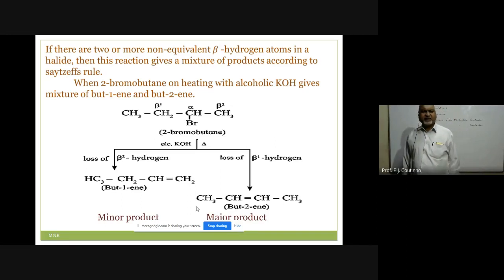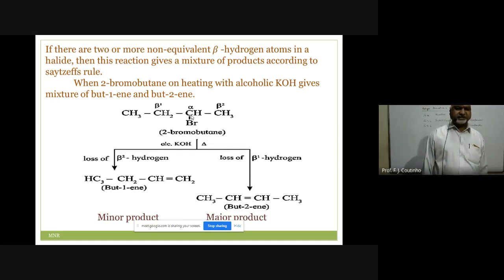The next point: if there are two or more non-equivalent beta hydrogen atoms in a halide, then this reaction gives a mixture of products according to Saytzeff's rule. Now, what is the Saytzeff rule? In short, concentrate on this example, 2-bromobutane. There is an alpha carbon atom to which the halogen is attached. And to this alpha carbon atom, there are two adjacent carbon atoms, beta 1 and beta 2.